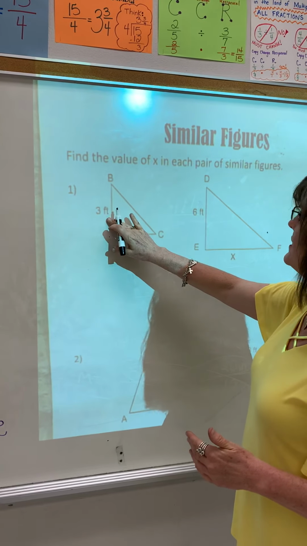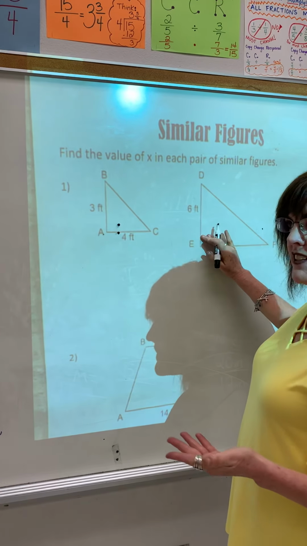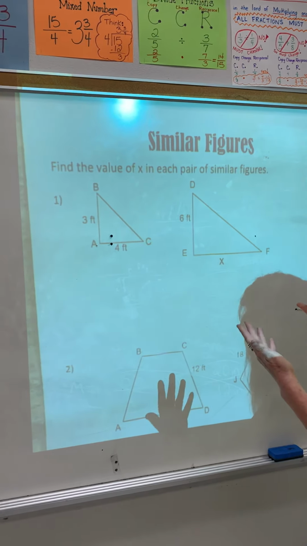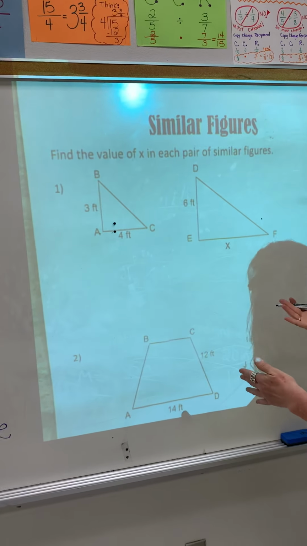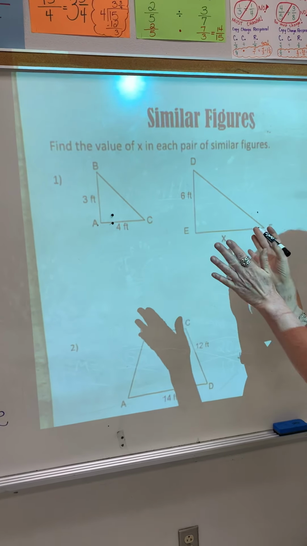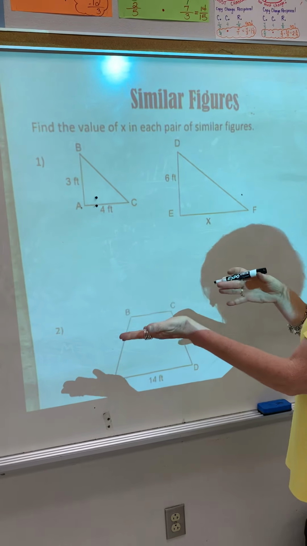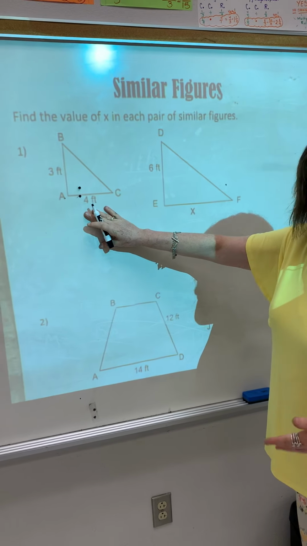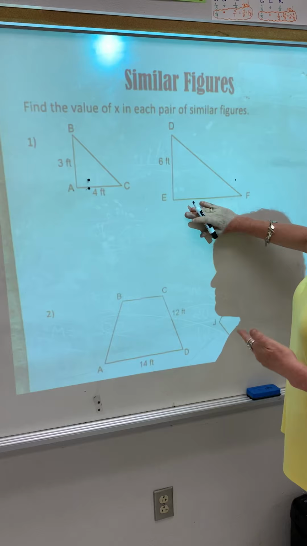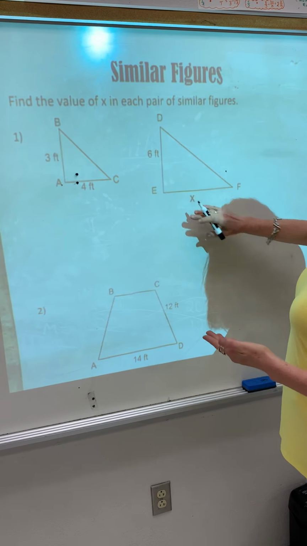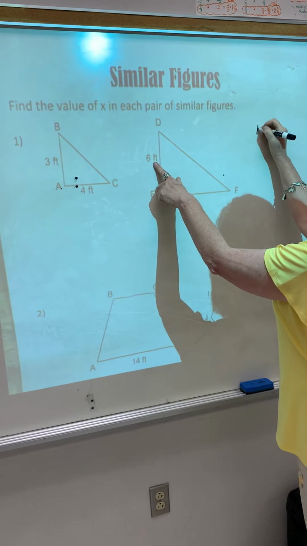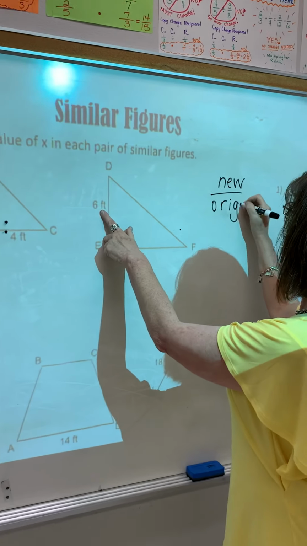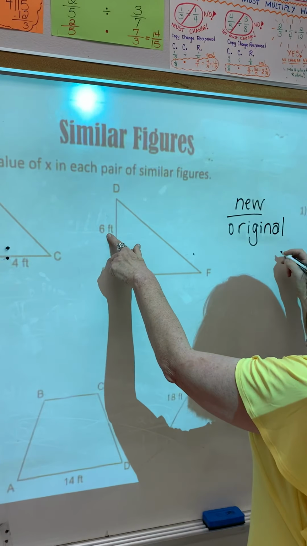I have 3 feet, which corresponds to the side over here of 6 feet. And I'm going to set this up with scale factor as new over original. Now, this is not a word problem. So in a word problem, you're going to have that information where you know what was new, what was original. But we're going to say since this one came first, this is our original. This one came second, so this one is new. So I'm going to take my new over original.